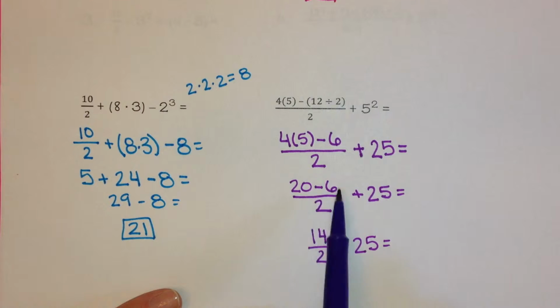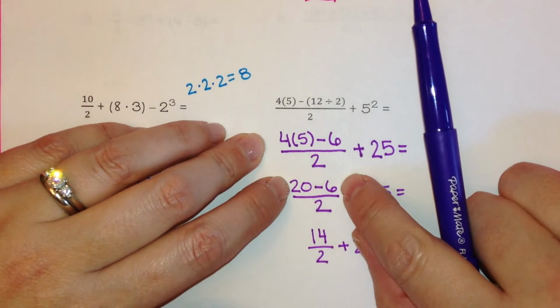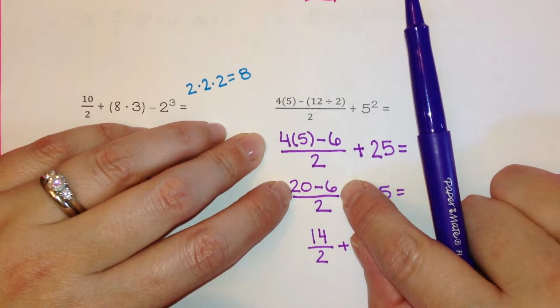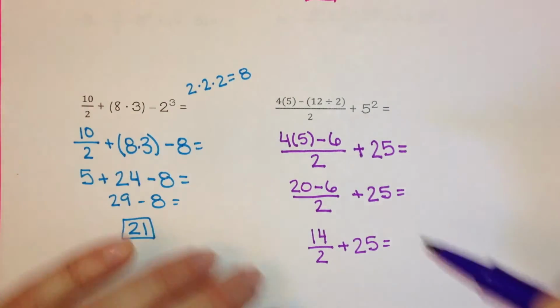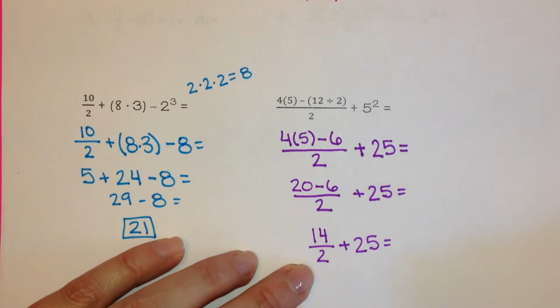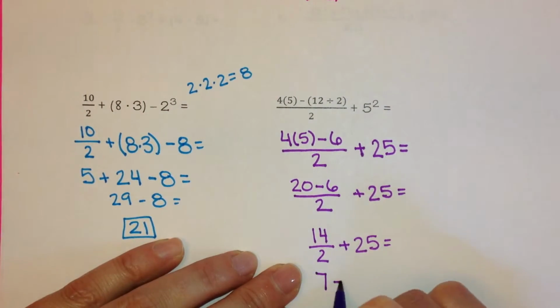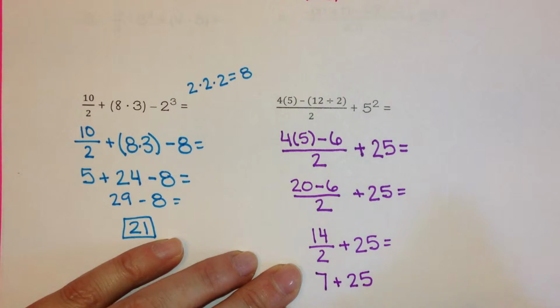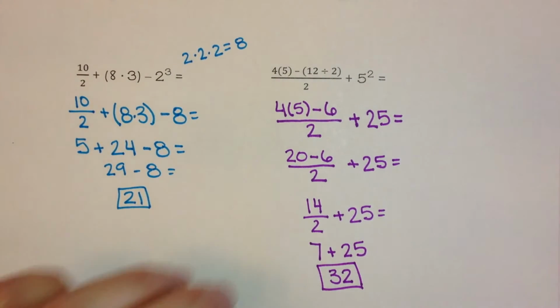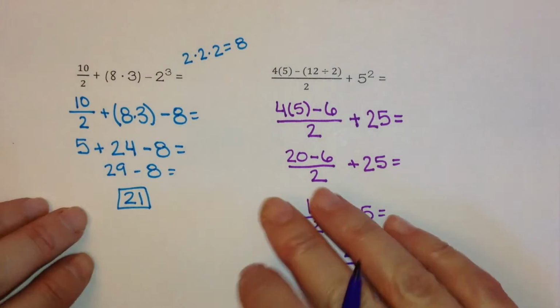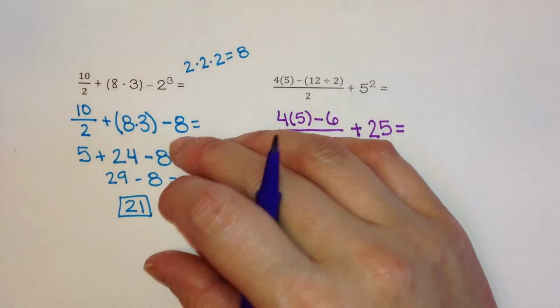I did have to do subtraction before I do this division, just because I have to simplify everything on top first. I can't perform the division operation. So 14 divided by 2 leaves me with 7 plus 25, and I get 32 for my answer.